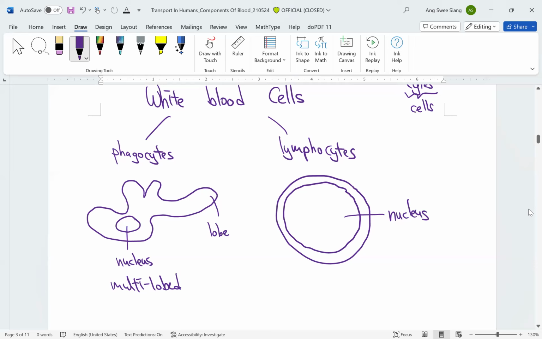Okay, I give you a hint. Why must the nucleus be so big? The nucleus is to control cell activity in the cell, right? So there must be a lot of activity happening in the lymphocyte that requires the nucleus, right? So what is one of the functions of the nucleus?